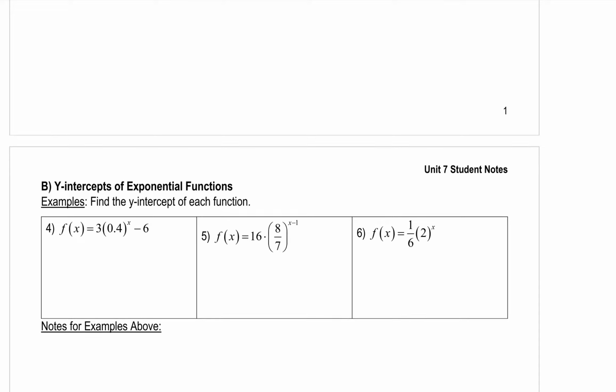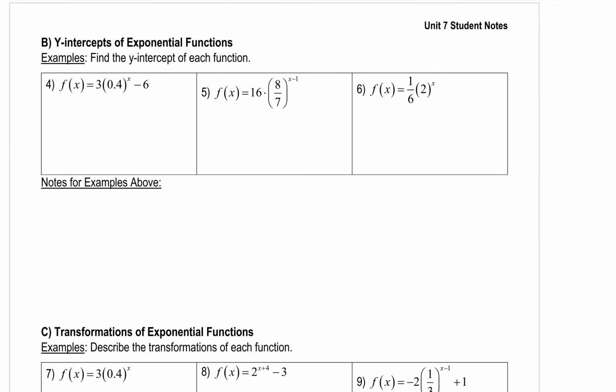All right, next part, y-intercepts. Okay, there are some steps you can follow to do these. The first step is always change x to 0.